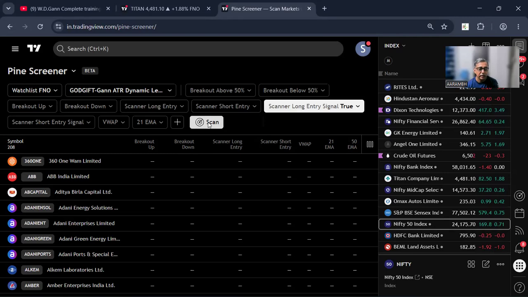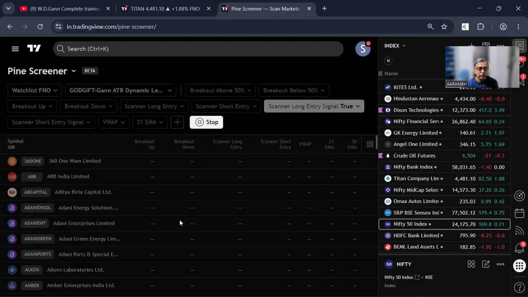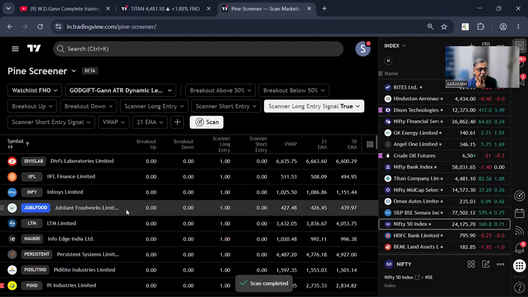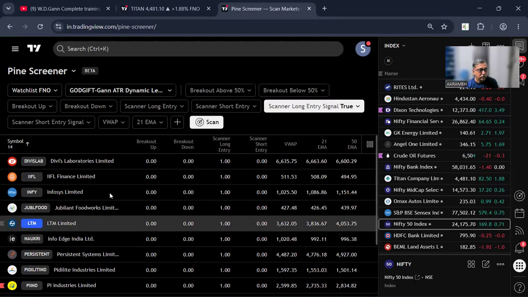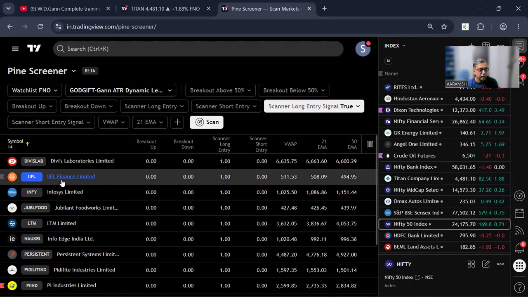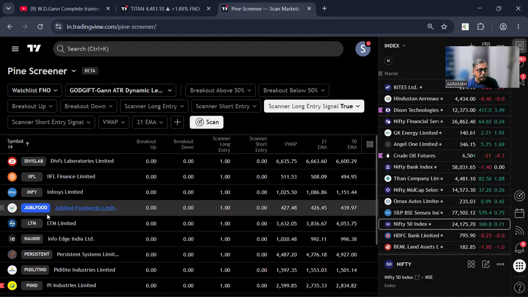It will scan the stocks. If you are looking for short selling, you can use the scanner short entry signal. Depending on the market, you can choose. Once you scan like this, stocks will come automatically over here. All these FNO stocks are coming here. Now you see DV Slab came, IIFL Finance came, Infosys came.